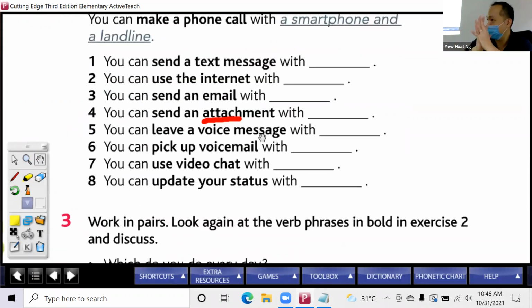Attach again means to put together. Next one. This one.